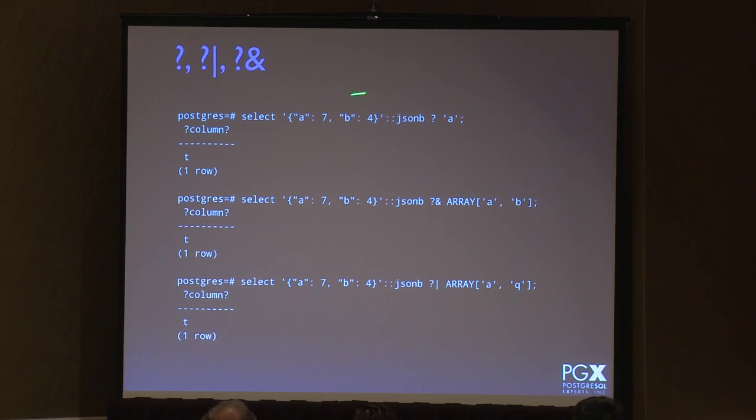Examples. So this one does work. Is the key A in this? Sure is. Are both of these keys in there? Yep, they are. Are any of these keys in there, A or Q, in something which has A and B? Yep, they are.